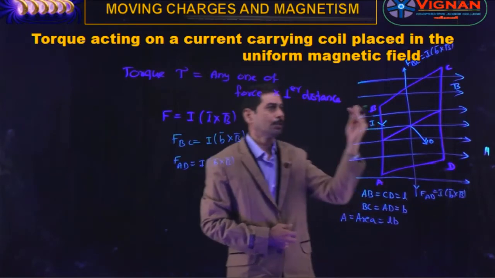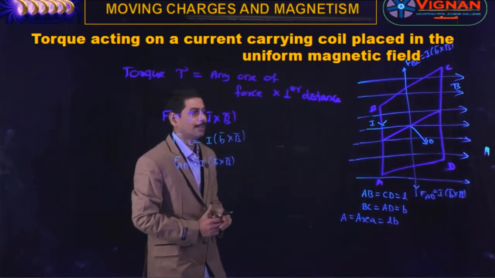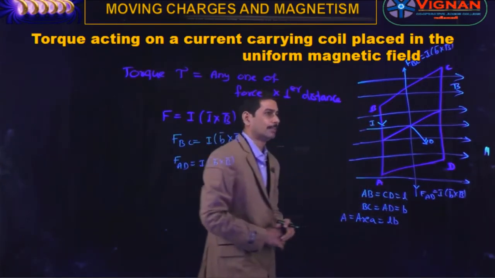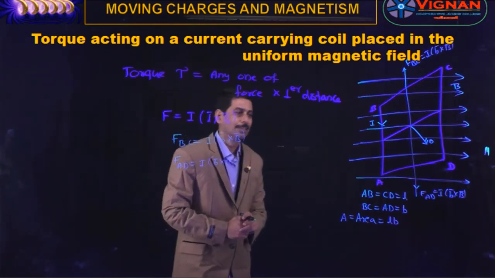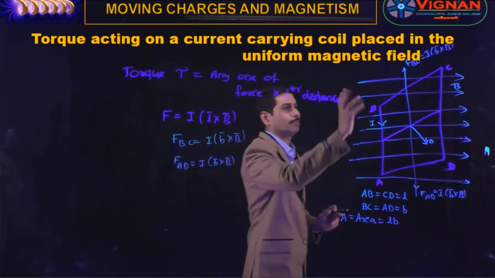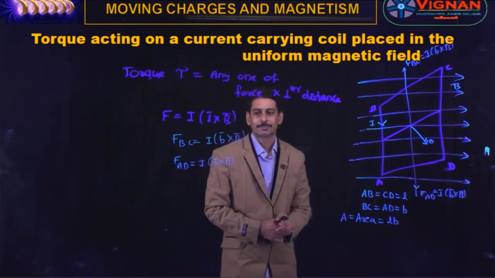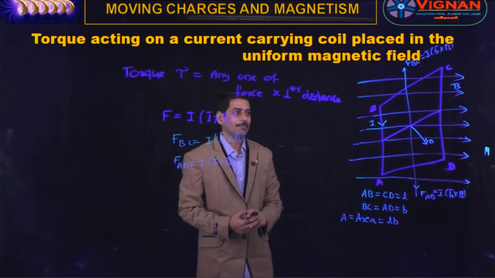So these two are the forces which are equal in magnitude and they are acting opposite in direction and they are acting on the same line. That's why these two forces get cancelled. So the two forces are equal in magnitude and opposite direction and they are acting at two different points. So these two forces get cancelled. Now we will find the forces acting on AB as well as CD.